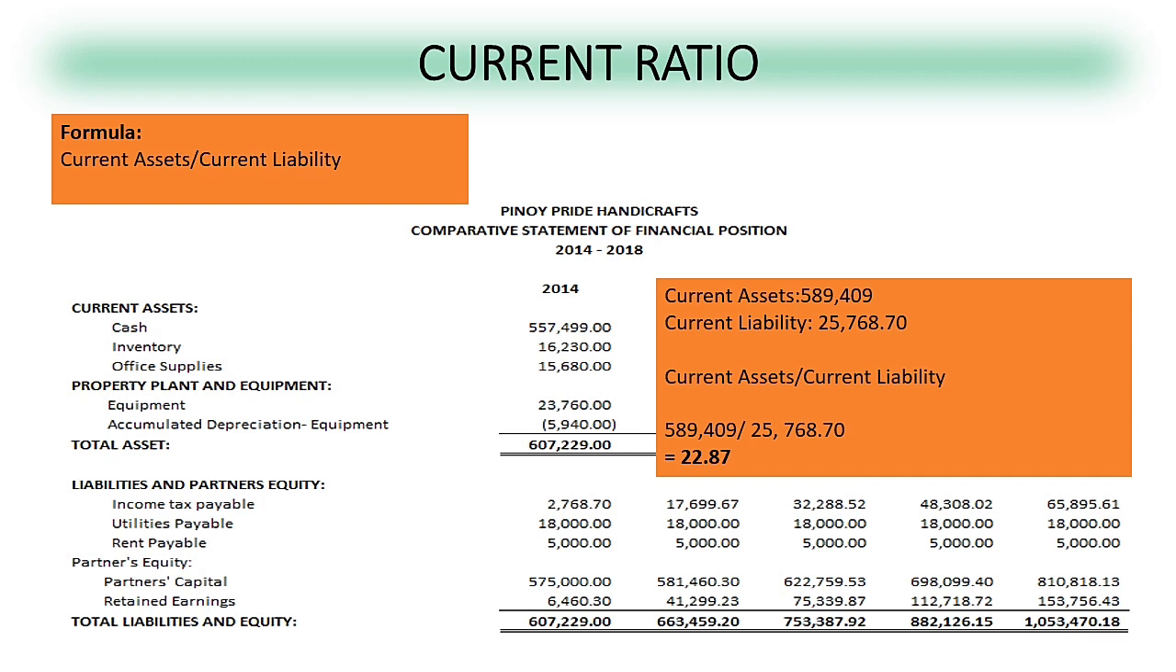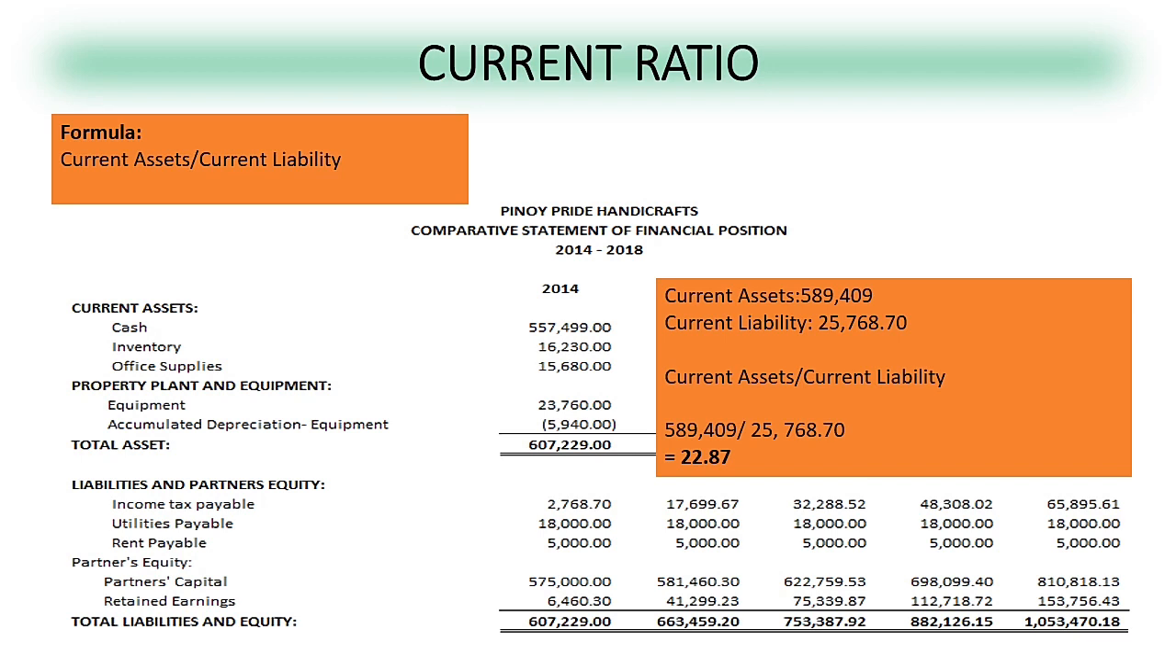So look at the given example. We have the comparative statement of financial position of the Pinoy Pride Handicrafts. By the way, kapag current ratio at quick ratio ang i-compute natin, we will be using the balance sheet as our point of reference. To compute the current ratio, we need to consider its formula, current assets over current liabilities. Then we will just substitute the values into the given formula. So we have 22.87 as the current ratio of Pinoy Pride Handicrafts.